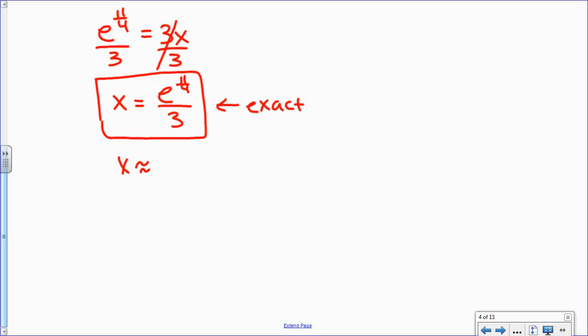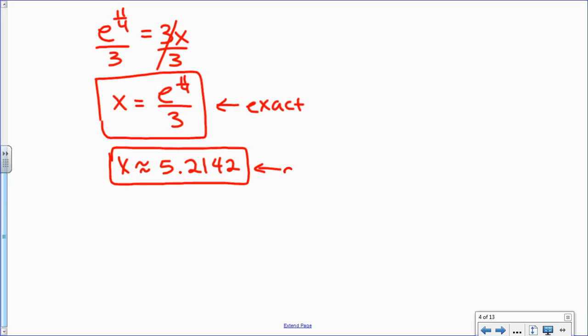It does, the only way, since e itself is irrational, the only way you get a whole number is either e to the 0, which is 1. Everything else would have to be rounded. Yep. Okay. 5.2142. Okay. Questions about that?